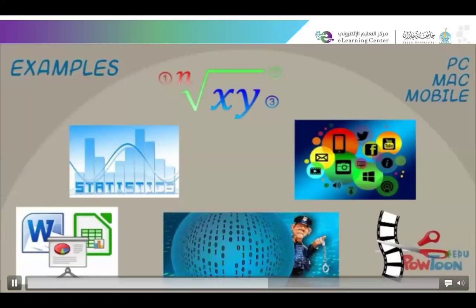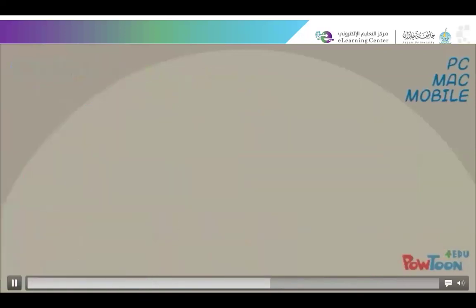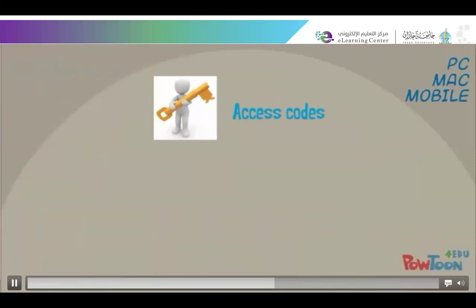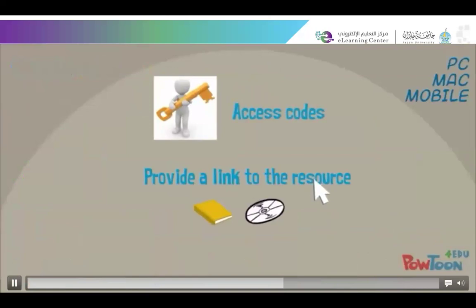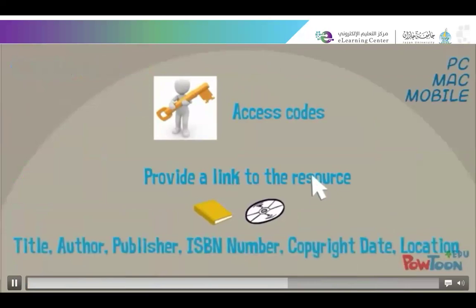When subscriptions are required, instructors should provide information on how to get access codes. To ensure learner access, provide the link to the required peripherals to be purchased, and for textbooks, CDs, and DVDs, information should be provided about the title, author, publisher, ISBN number, copyright date, and details on where copies can be obtained.